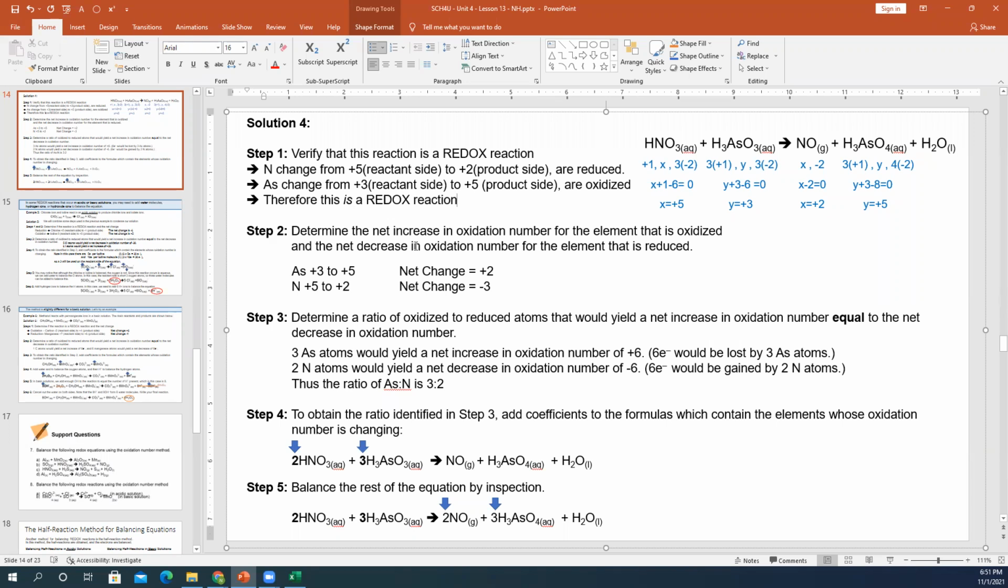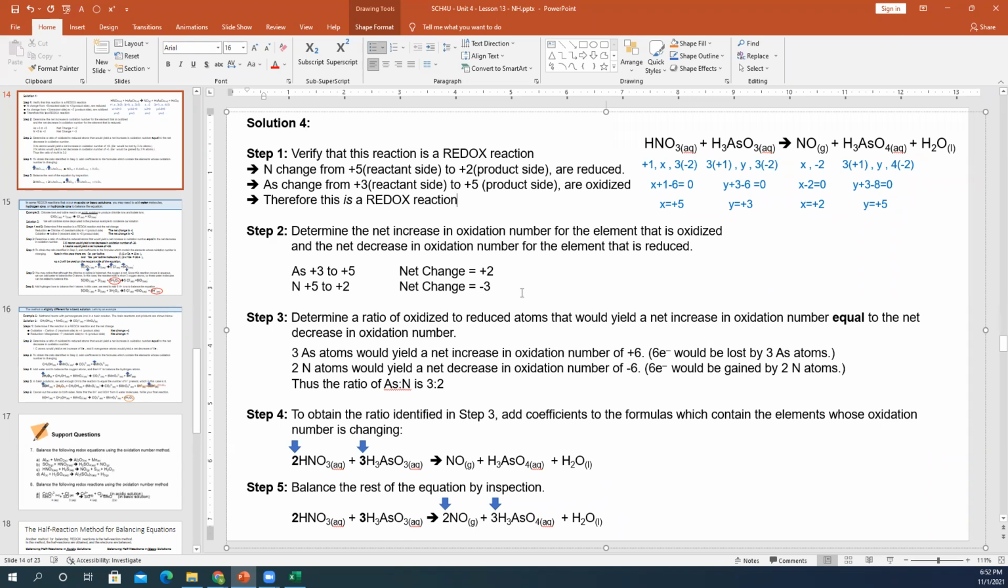Then step 2 is to determine the net increase in oxidation number for the element that is oxidized and the net decrease in oxidation number for the element that is reduced. Remember, when an element is oxidized, you get an increase in its oxidation number. It's oxidized, so you get a bigger oxidation number. And when it's reduced, just like the word says, you get a decrease or a reduction in its oxidation number.